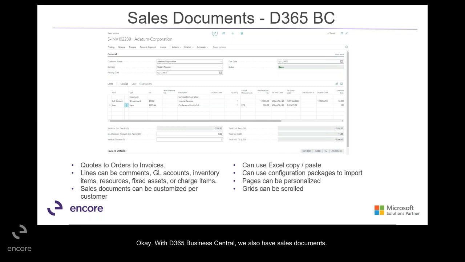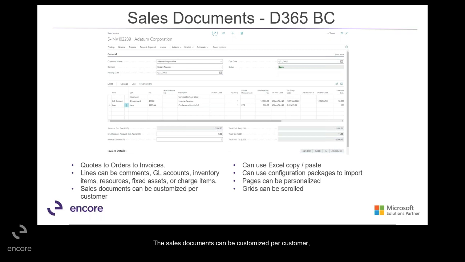Okay, with D365 Business Central, we also have sales documents. Similar to GP, we have quotes. You can move from a quote to an order, and then from an order to an invoice. You also have return and credit memo documents. We don't have the back order documents you have in GP. So your lines can either be a comment, a GL account, or an inventory item. You can use resources, fixed assets, or charge items as a line item.